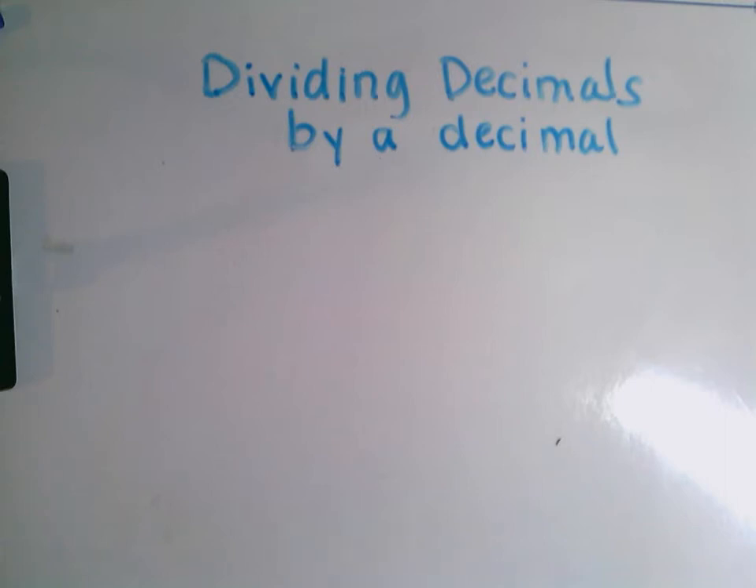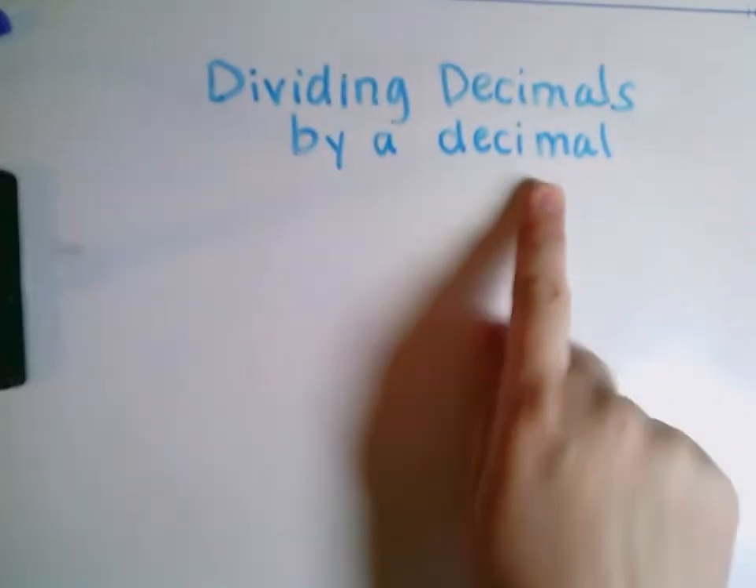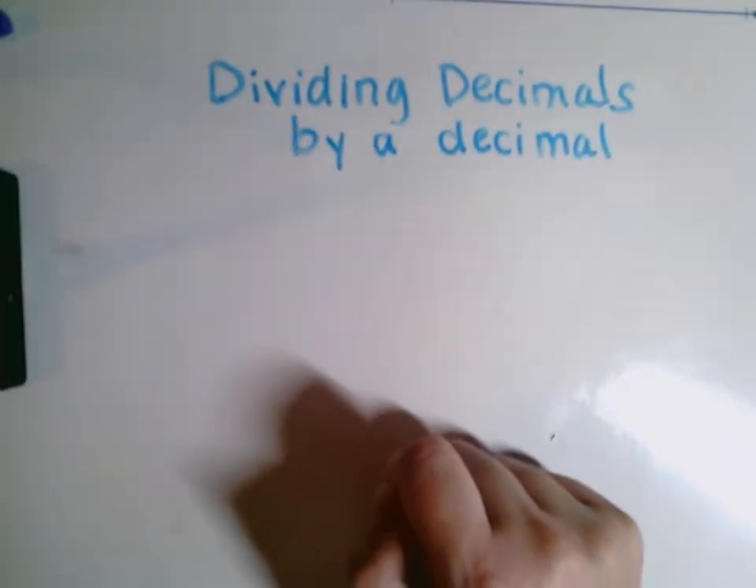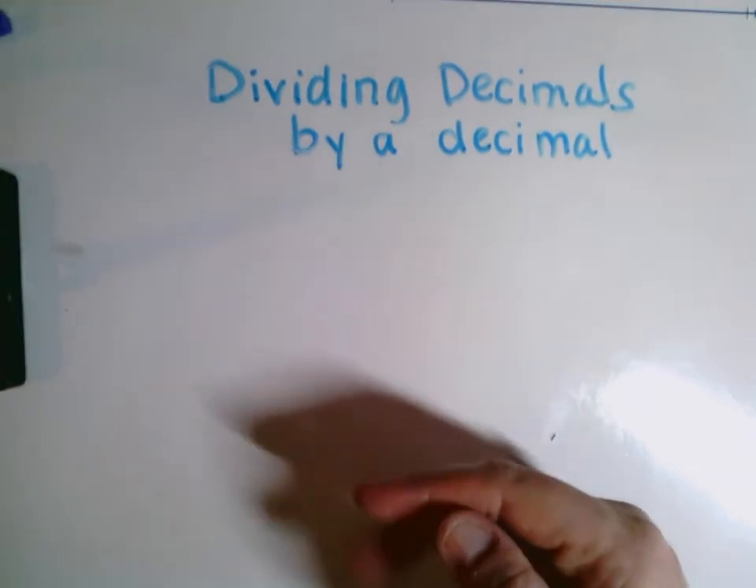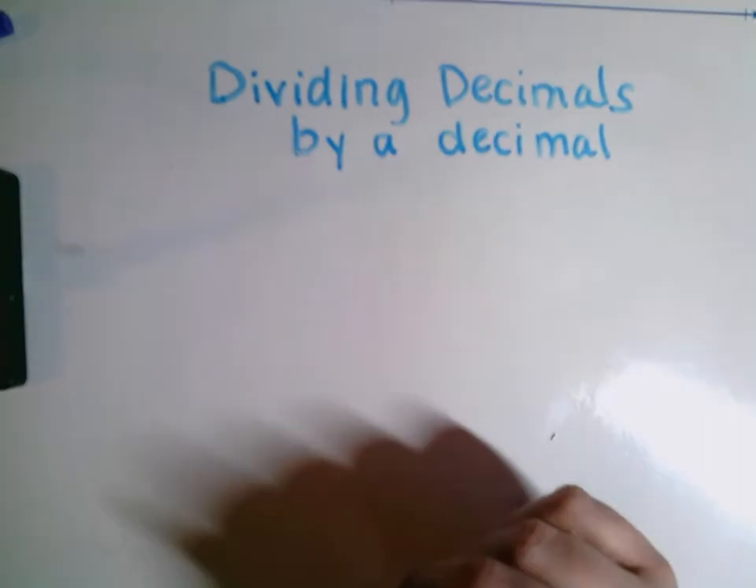The next type of division problem with decimals we're going to talk about is dividing decimals by a decimal. So our divisor will have a decimal in it. We've done some problems where we've had decimals in our quotient. We've had some problems where we had a decimal in our dividend. Now today we're going to have a decimal in our divisor and in our dividend.